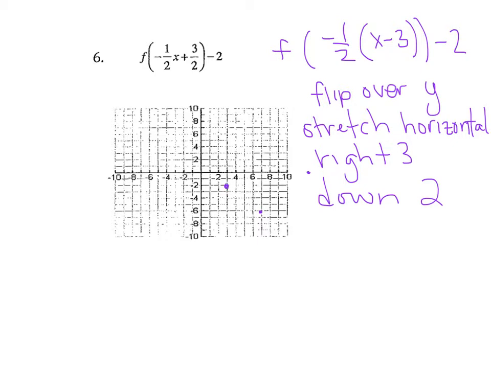My last point, (4, -5), flip over the y, so it becomes (-4, -5), stretch horizontally, (-8, -5), right 3, (-5, -5), down 2, (-5, -7). Connect those dots. There we go. When you go to do the homework, take your time, make sure you list out your points, write down all the transformations that are happening. Don't forget to factor what's on the inside.